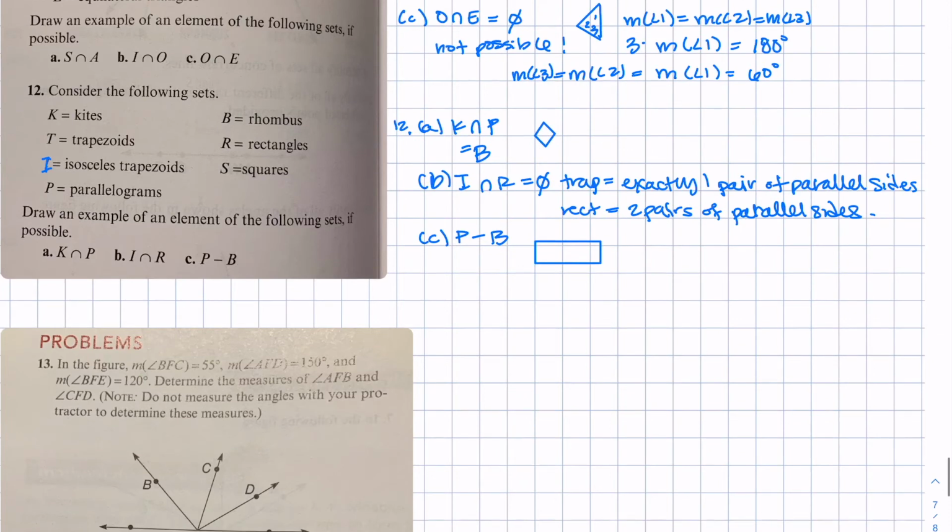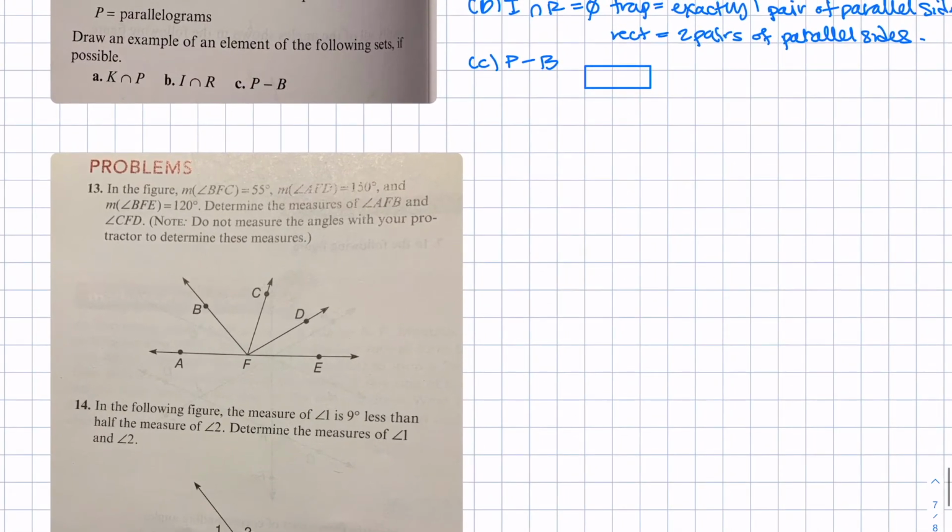Okay, let's do two more examples involving angles, just for good measure. I'm so funny. Okay, so in this figure, we have a bunch of angles, and we want to determine the measures of these two angles. So what do we want? We want to find AFB. So AFB, that's just this angle, and CFD. So CFD, that's this angle.